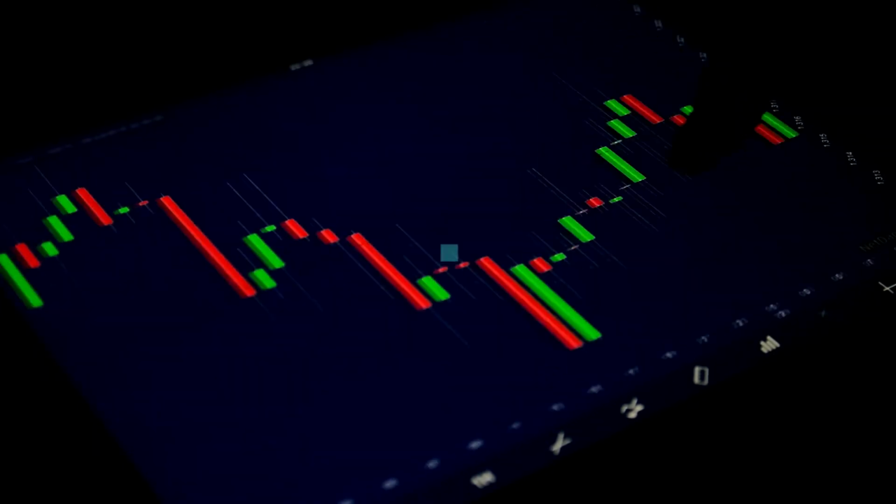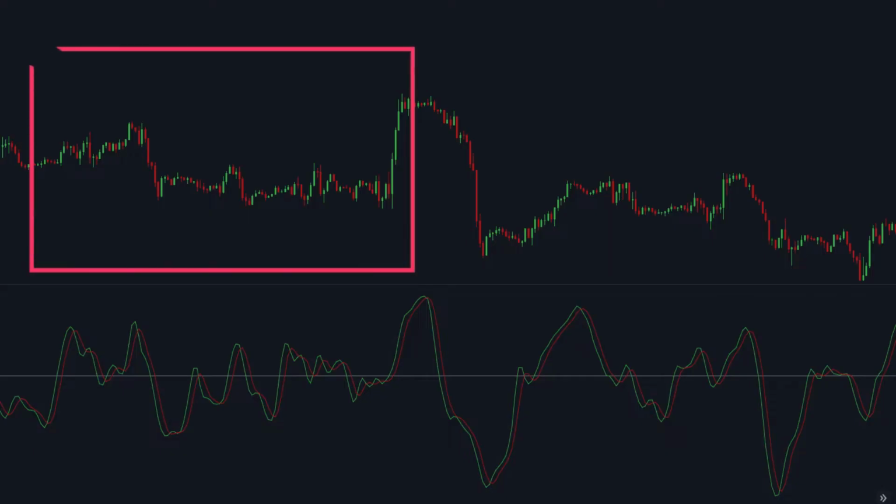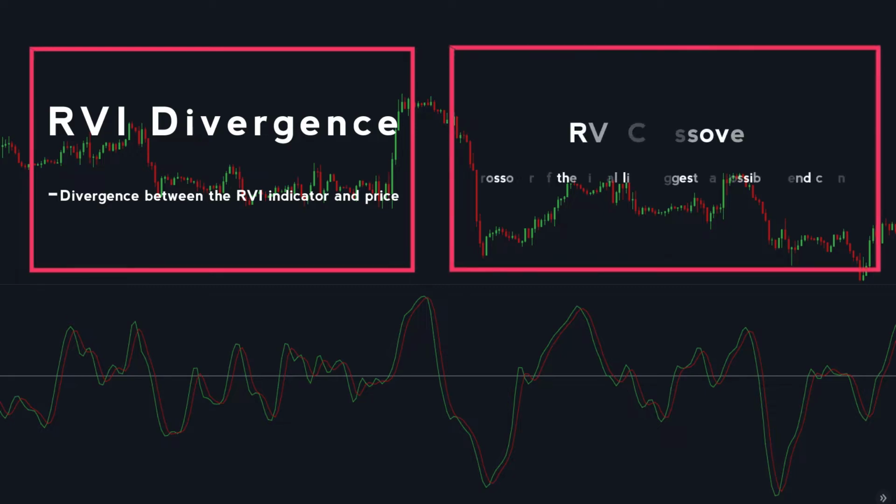In this video you will learn 3 powerful strategies. RVI Divergence strategy uses the divergence between the RV indicator and price. This suggests a possible change in the trend direction. RVI Crossover strategy is used to provide possible entry signals. A crossover of the signal line suggests a possible trend change.